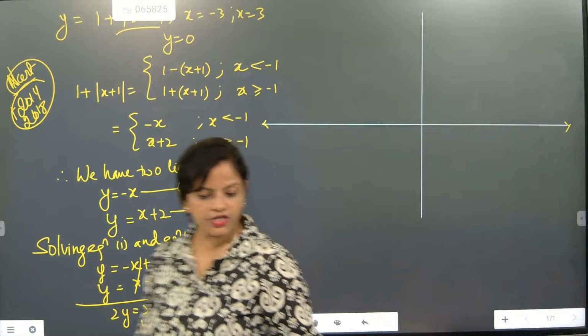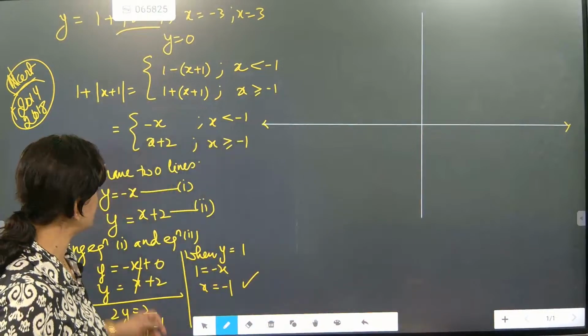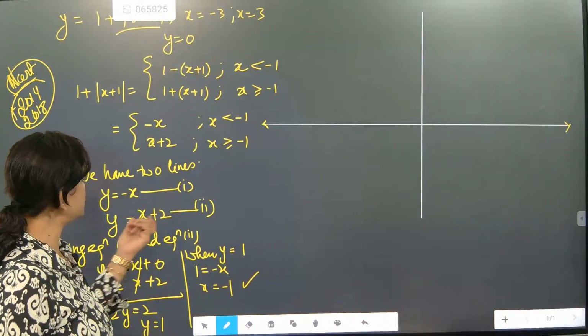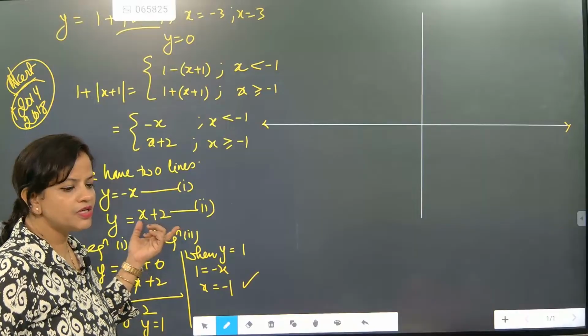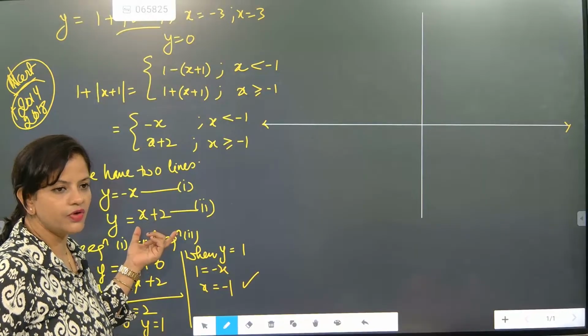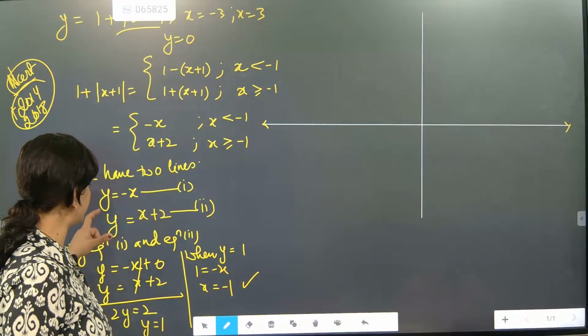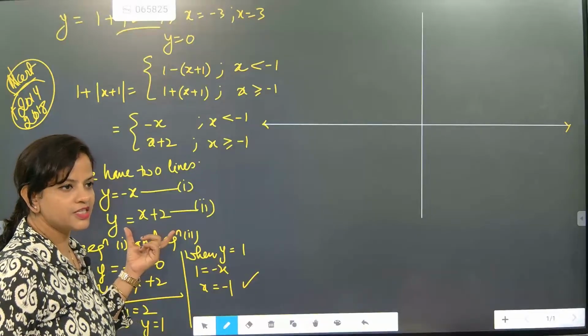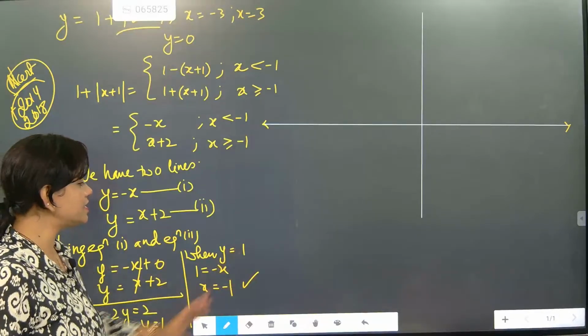So now look at what is the intersecting point between both the lines. See, second line equation is y is equal to x plus 2. We must know now how this line is exactly going to be drawn. Everybody please pay attention for this. y is equal to x plus 2. First, we got the intersecting point.